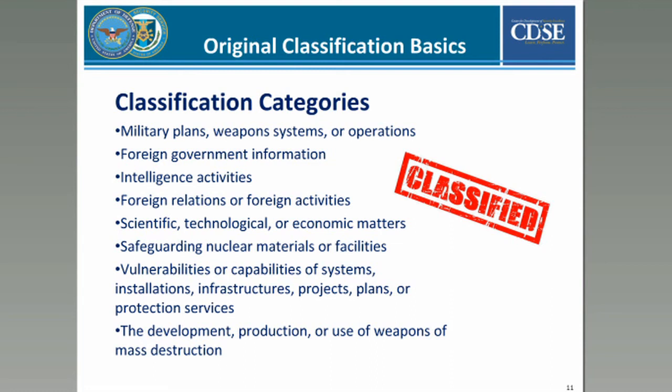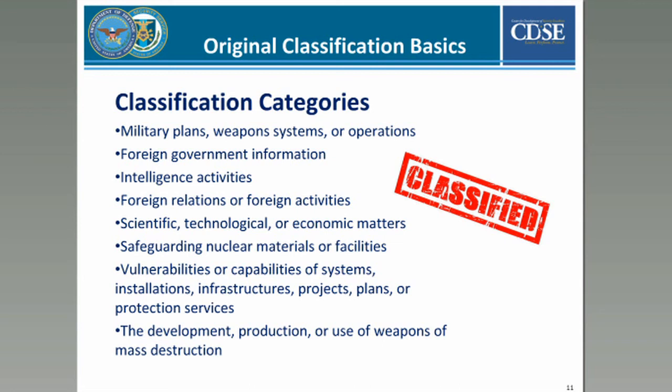There are certain conditions under which information can be classified. Classifying may be appropriate only to information that is owned by, produced by or for, or is under the control of the U.S. government. Section 1.4 of the Executive Order further defines categories of information that may be classified. There is a summary of these categories on our screen.